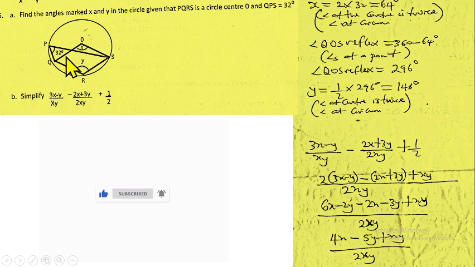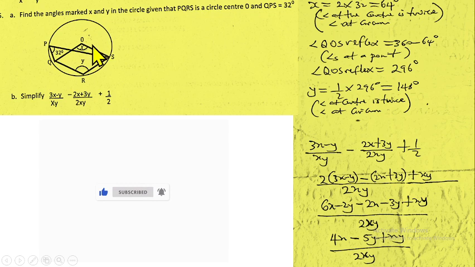You have to find angle x first. Angle S, this angle here, is twice the angle at the circumference here. Angle S is 2 times 32, that gives us 64. Reason being that the angle at the center is twice the angle at the circumference. So this is 32, that means angle S is 64. And if you know that, then how do we find angle y?